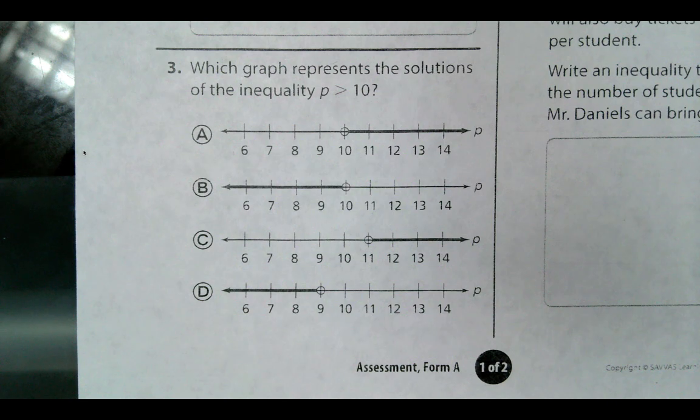Which graph represents the solutions of the inequality P is greater than 10? First of all, if I have just greater than, am I open or closed circle? Open. And if P is greater than 10, which way should my arrow point? To the right. Which letter would be the correct solution where P is greater than 10? Ethan? It would be A.